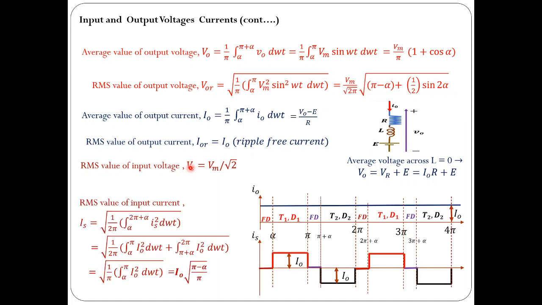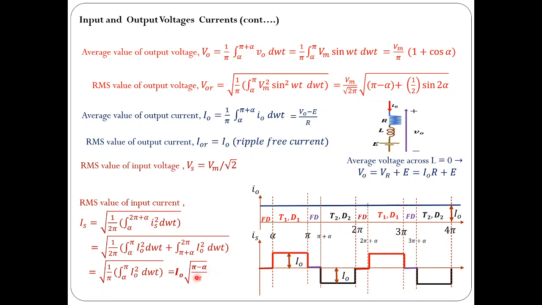of input current. So we know from the previous slide the source current expression is this. It is going to be I naught from alpha to pi, and it is equal to 0 from pi to pi plus alpha, and it is equal to minus I naught from pi plus alpha to 2 pi, and 0 again from 2 pi to 2 pi plus alpha. So use that expression in order to compute the RMS value. And if you compute the RMS value of input current, this is the formula, and in this formula substitute the values and simplify further, you would get the RMS value is equal to I naught, that is the output current, into square root of (pi minus alpha) by pi.